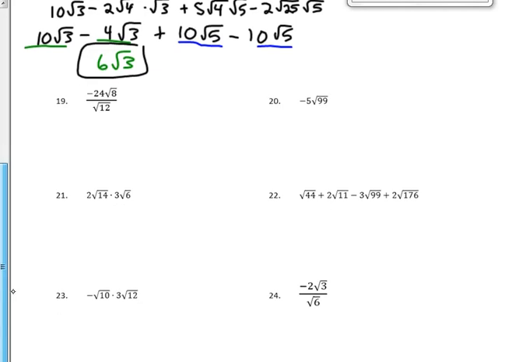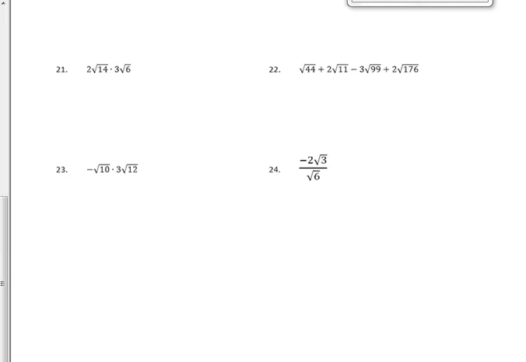And then finally, let's take a look here at 21. Number 21, I've got 2 numbers outside of the radicals and 2 numbers inside the radicals. So outside I have 3 times 2, which is 6. Inside I have 14 times 6. Hey, calculator if you want to. Multiply 14 times 6. 6 times 4 is 24. 6, 7, 8. I've got the square root of 84.